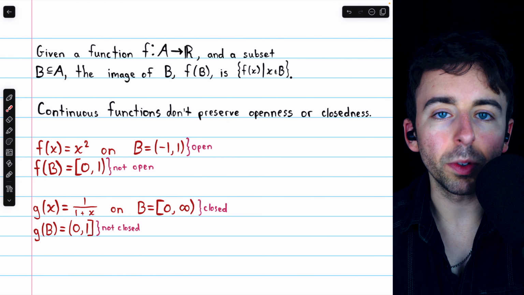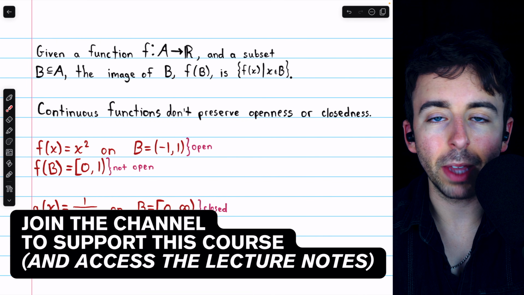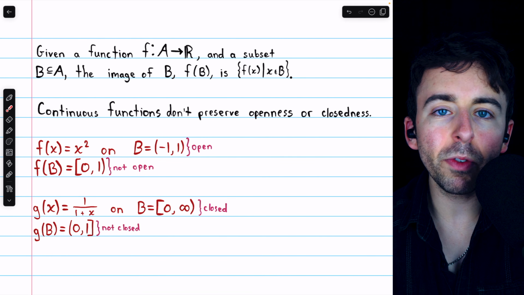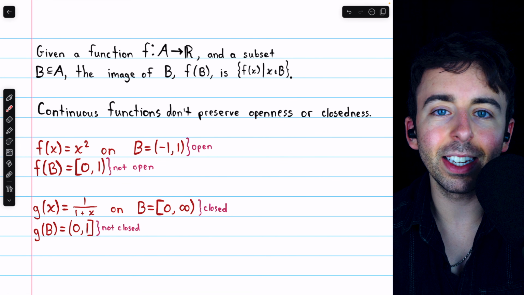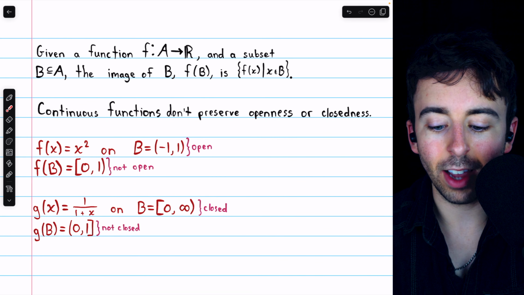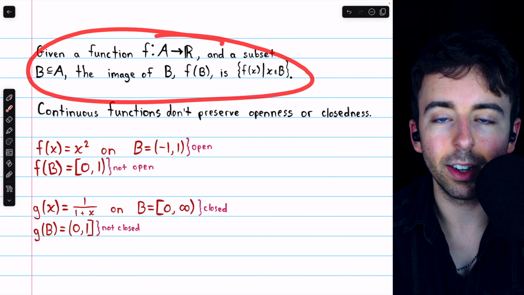We're getting very close to an important theorem you may remember from calculus, the extreme value theorem. But to prove that theorem, we first need to consider the effects that continuous functions have on the sets they act on. To have this discussion, it will be important that you understand this notation.